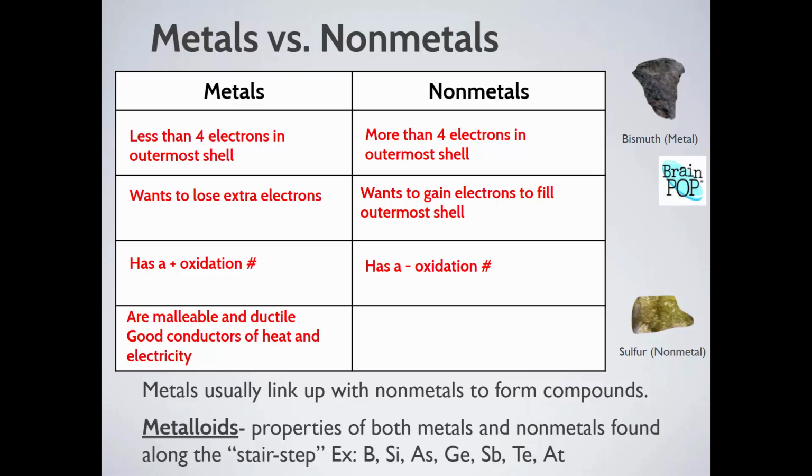Nonmetals are sort of the opposite. They're not malleable. They're not ductile. They're brittle. If you took a chunk of sulfur and tried to hammer it into a sword, it would just break apart. It's brittle. It wouldn't bend into a certain shape. They're not good conductors of heat or electricity.